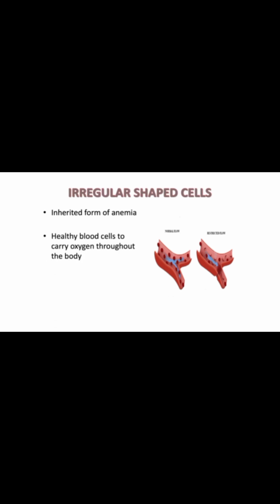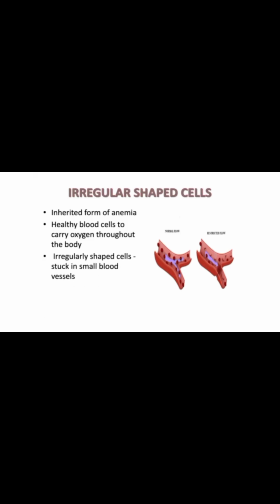Irregular shaped cells. It is an inherited form of anemia. It is a condition in which there are no healthy blood cells to carry oxygen throughout the body. These irregularly shaped cells get stuck in small blood vessels, which slows down or inhibits the flow of blood and oxygen to other parts of the body.